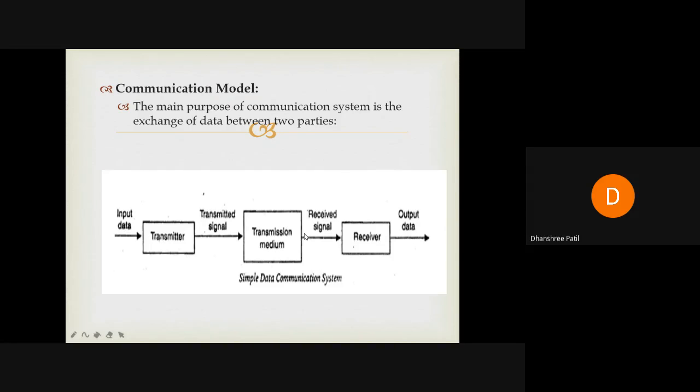These are some of the steps while data is being transferred. This is the input data, maybe in the format of 1010. Then the transmitter converts this data into a signal, and signals can be analog or digital. By using some transmission medium, the signal is sent and converted into the received signal, and finally the receiver gets the output data. So this is the simple communication model through which data is transferred from source to destination.